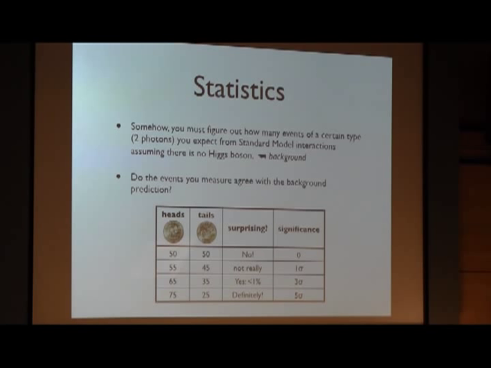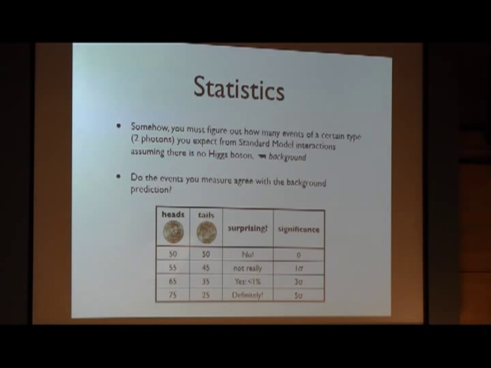So statistics. The way this works is you assume that you don't have any Higgs bosons, right? And then you find a way to figure out how many events of some type, let's say how many two-photon events, you would expect if there were no Higgs boson. And then you go out and you do your experiment, and you count up all of the events, and you ask, does that agree with my prediction for if there were no Higgs boson, or does that not agree with my prediction for if there were no Higgs boson?